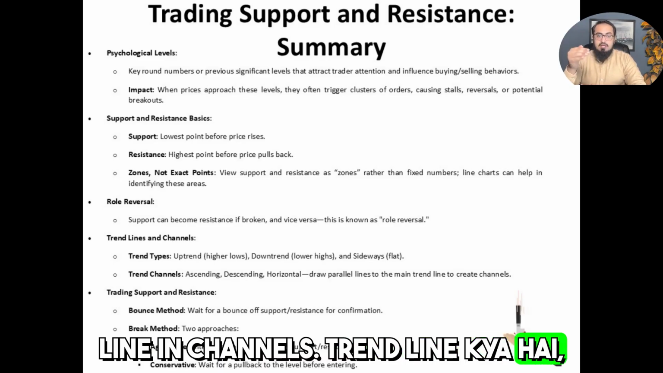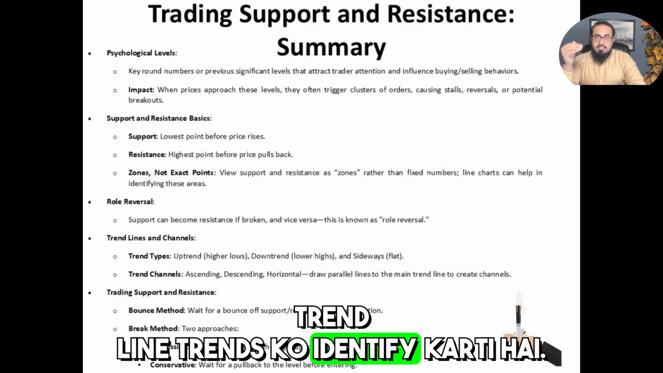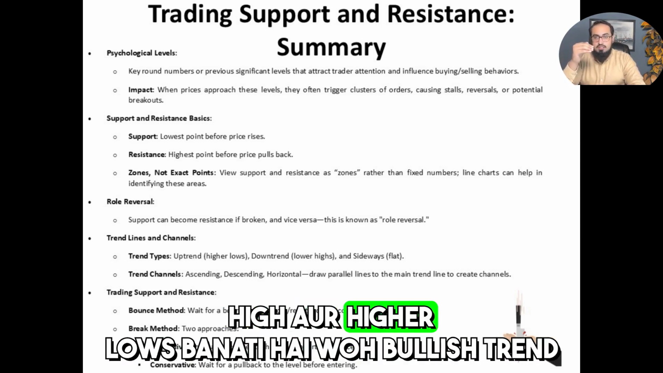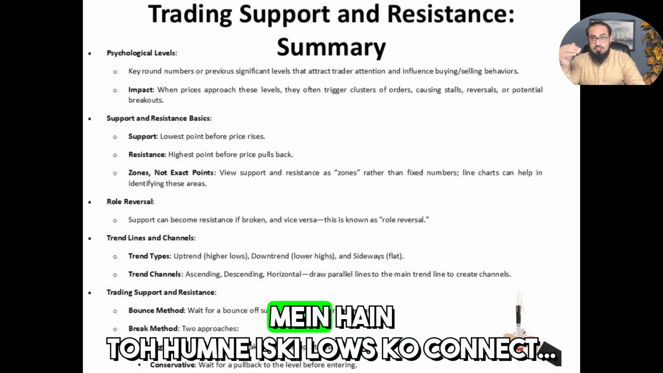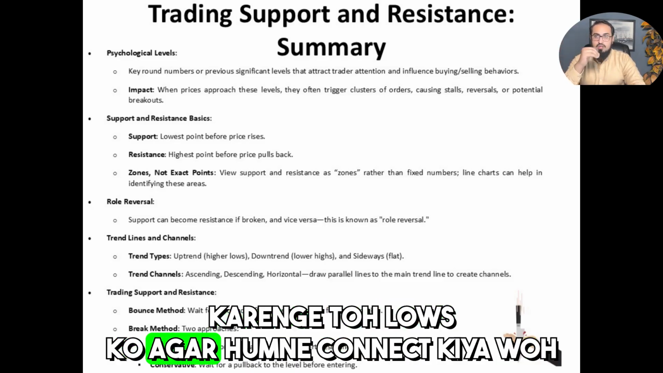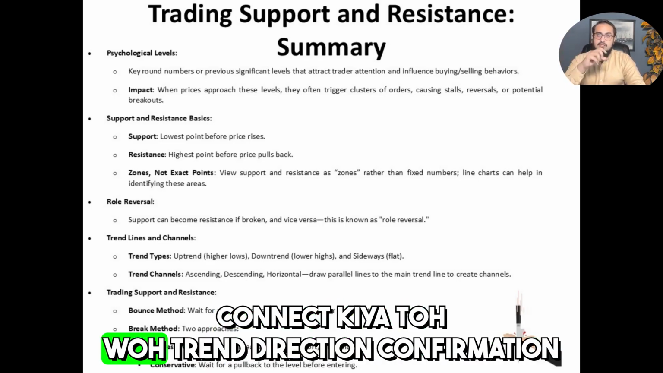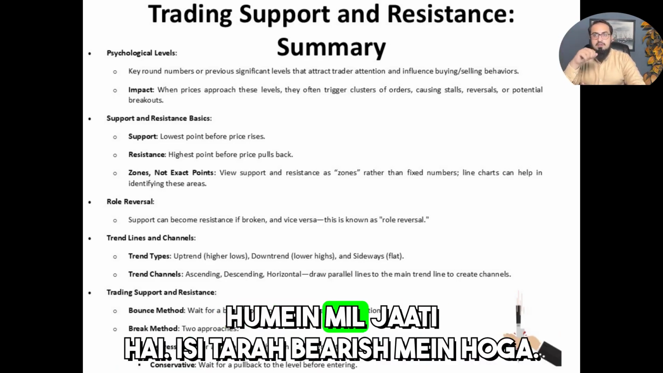Then there are trend lines and channels. What is a trend line? A trend line identifies trends. We discussed that when the price makes higher highs and higher lows in a bullish trend, we connect its lows. If we connect two lows, it becomes a trend line. When we connect three points, we get a trend direction confirmation. It will be the same in a bearish trend.